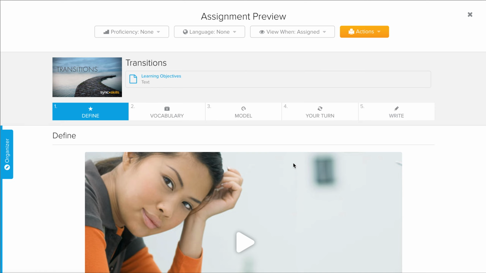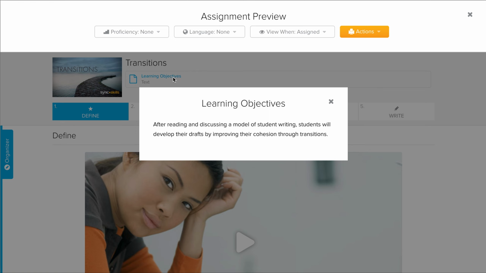Hello students, today we're going to discuss transitions and using them in your literary analysis essays. Let's begin by looking at the learning objective for this skill. So the learning objective is, after reading and discussing a model of student writing, students will develop their drafts by improving their cohesion through transitions.